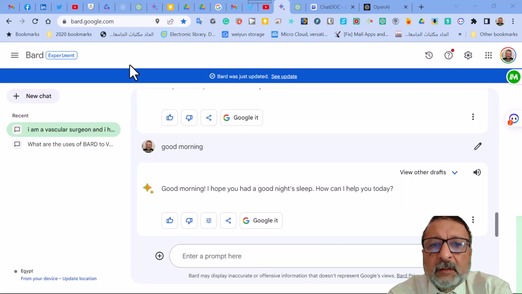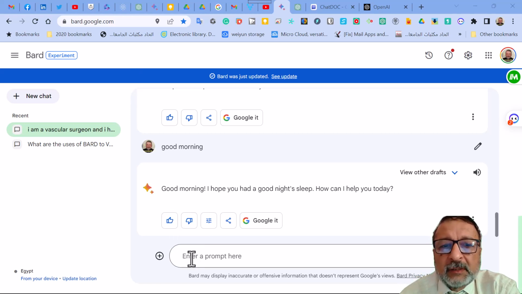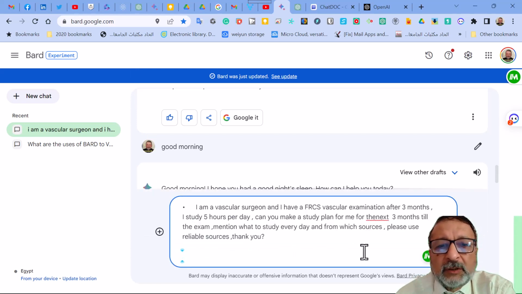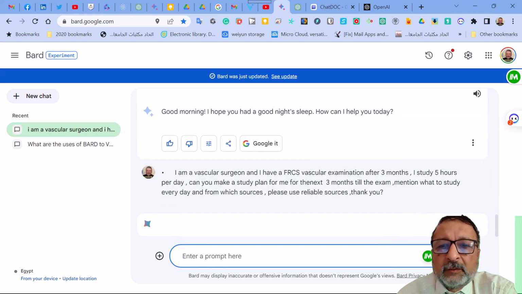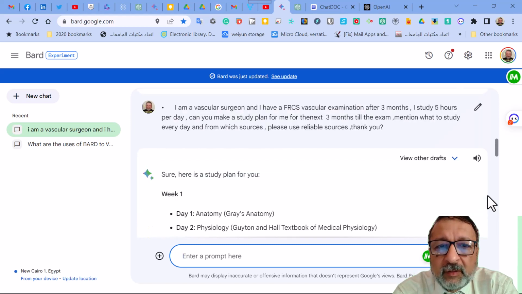So let us start with our first contender from Google, which is Bard. How can you go to Bard? You just go to Google Chrome and put bard.google.com and you will get this page. I will just paste the question here and we are going to see how it will reply to this question. It usually takes maybe 15 to around 20 seconds to prepare the answer.